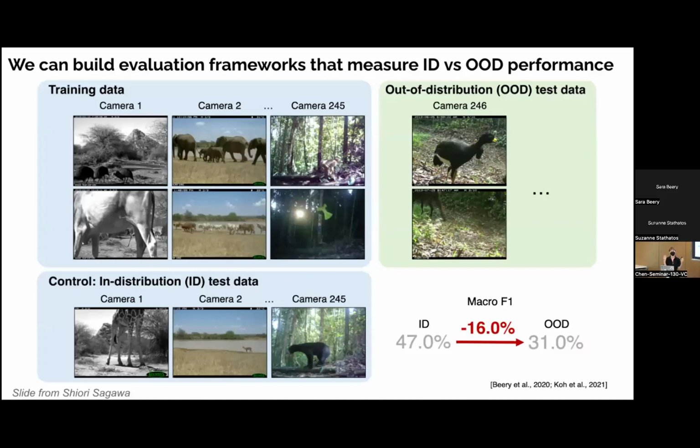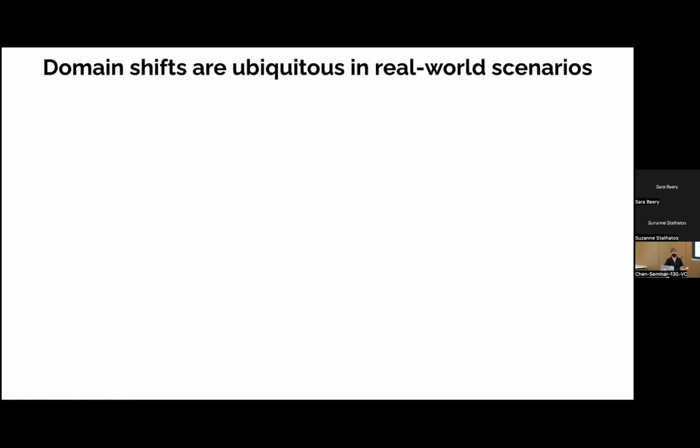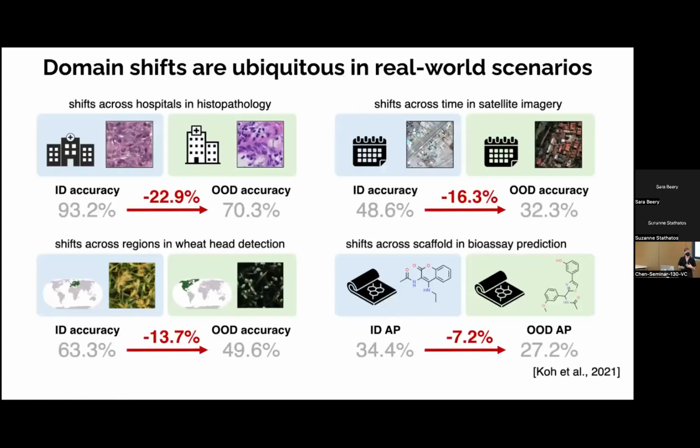And we found that looking at macro F1, which is a metric that measures a combination between precision and recall in a class average way, we saw a 16% degradation in performance going from in-domain cameras to out of domain. And this type of drop-off in performance from domain shift is basically always true. You see this looking at histopathology in hospitals, shifts in time across satellite images, even for the same locations, shifts across regions, looking at wheat head detection, but wheat that's grown in different parts of the world, shifts in terms of bioassay prediction. These types of domain shifts are ubiquitous in the real world, and they're very hard for computation.